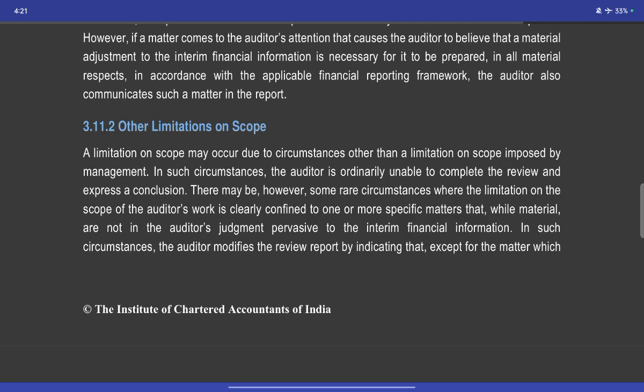However, if a matter comes to the auditor's attention that causes the auditor to believe that a material adjustment to the interim financial information is necessary for the preparation, in all material aspects, in accordance with the applicable financial reporting framework, the auditor also communicates such matters in the report.